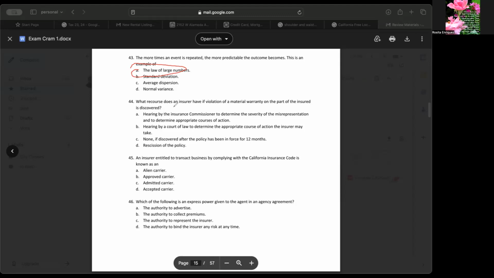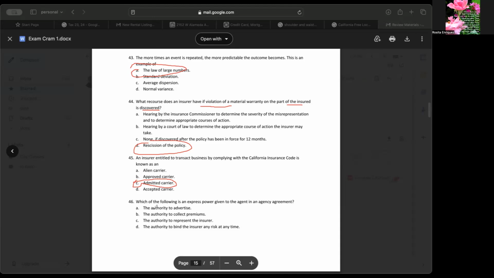44. What recourse does an insurer have if a violation of a material warranty on the part of the insured is discovered? And the answer is D, rescission of the policy. Rescission of the policy, if a violation of the material warranty has been discovered. Number 45. An insurer entitled to transact business by complying with the California Insurance Code is known as, the answer is C, an admitted carrier.